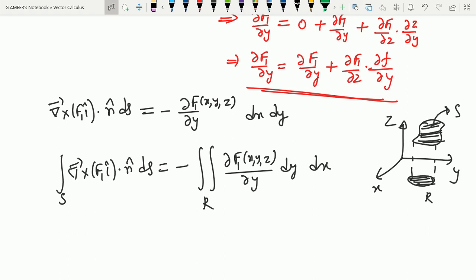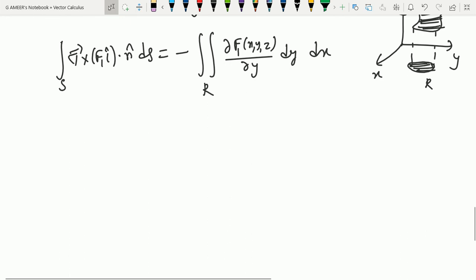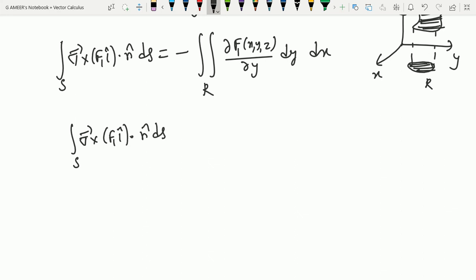What we'll do here is one thing: instead of writing like this, let me write like this. I'll utilize Green's theorem here. That's my main aim. I want to utilize Green's theorem instead of leaving it like this. So the surface integration of del cross f1 i cap dot n cap dS will be equal to, over that region, 0 minus ∂f1/∂y into dx dy.